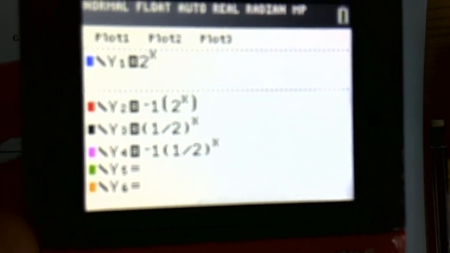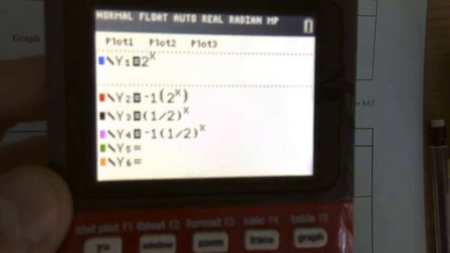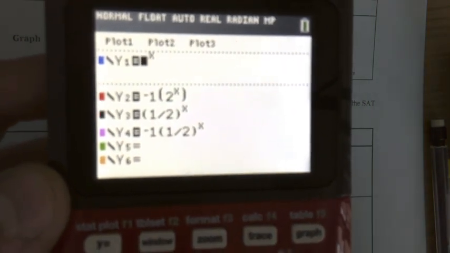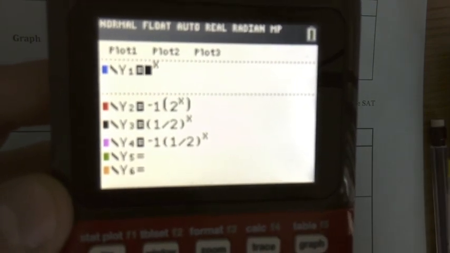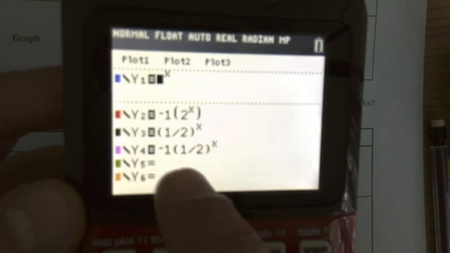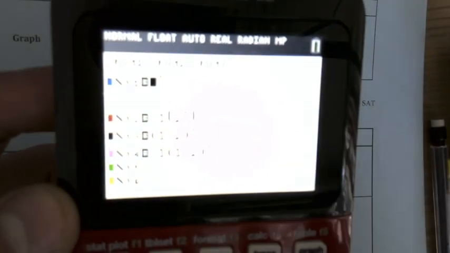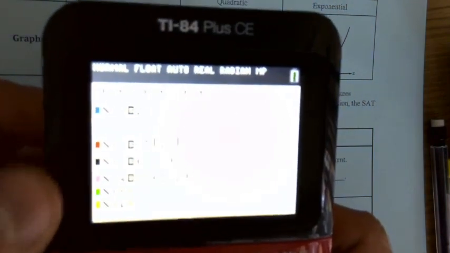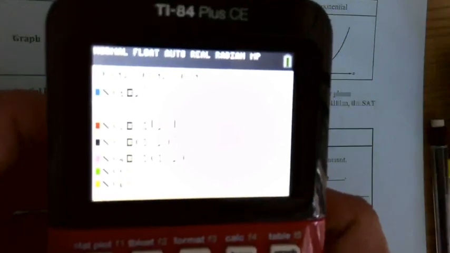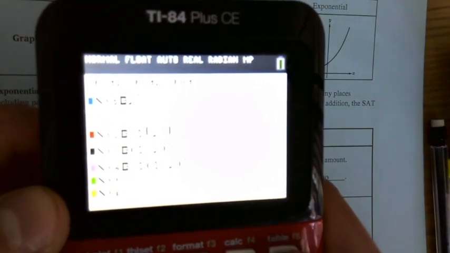So the first one in blue will just be a standard 2 to the x power. Then for the red, I have a negative version of that. So blue and red should just be a reflection of each other. Then instead of having a common ratio of 2, I switch the common ratio to 1/2 for the next two graphs. The 1/2 means that rather than increasing, this will be decreasing or decaying.